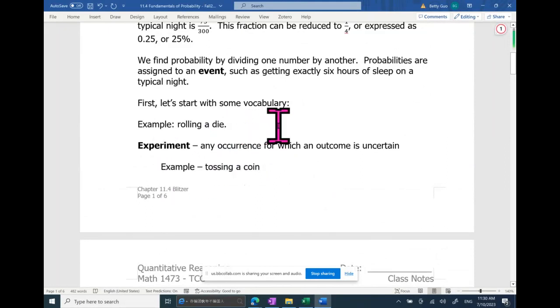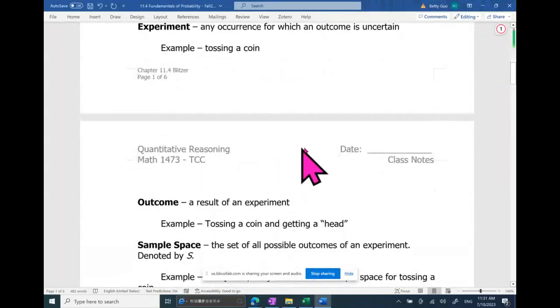So experiment is any occurrence for which an outcome is uncertain. So rolling a die is an experiment because before you roll the die, you would not know what outcome will occur, right? You would not know if you get a 1 or 2 or 3 or 4 or 5, 6. So rolling a die is an experiment. Same with toss a coin, right? And deal a card from the standard deck of cards. So those are experiments.